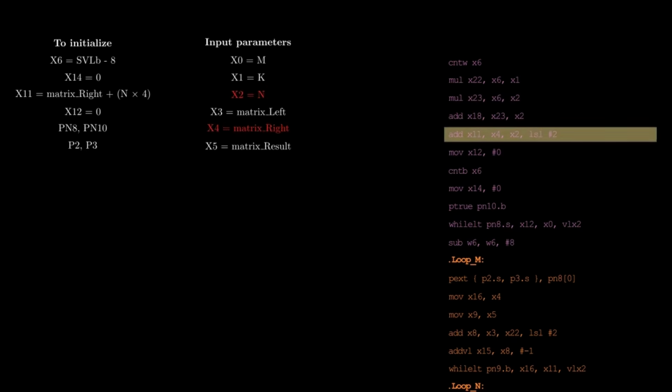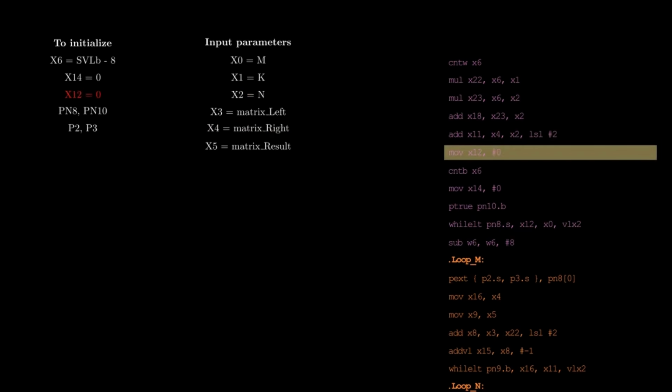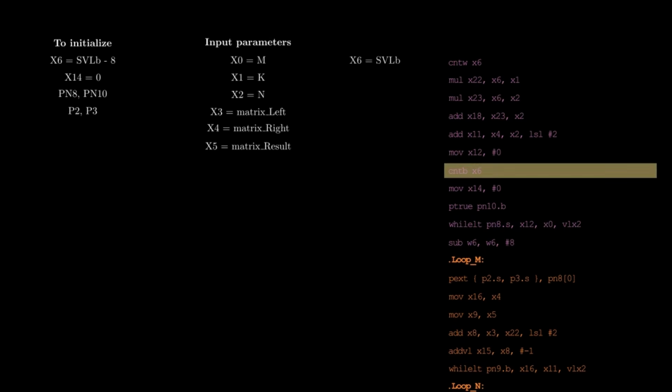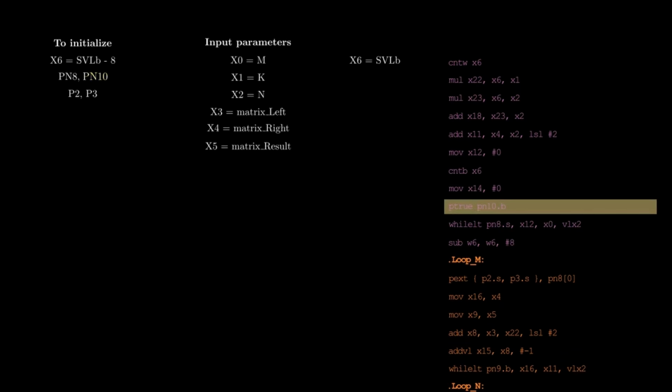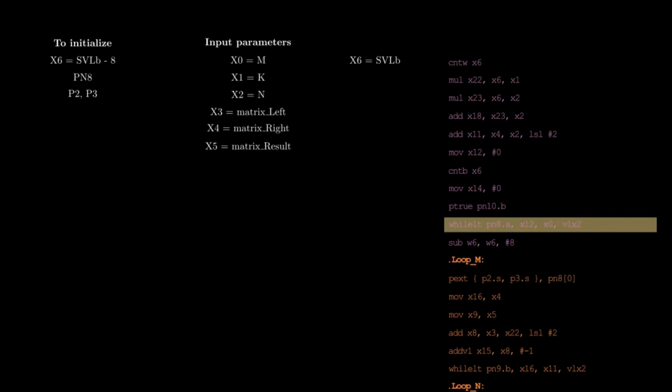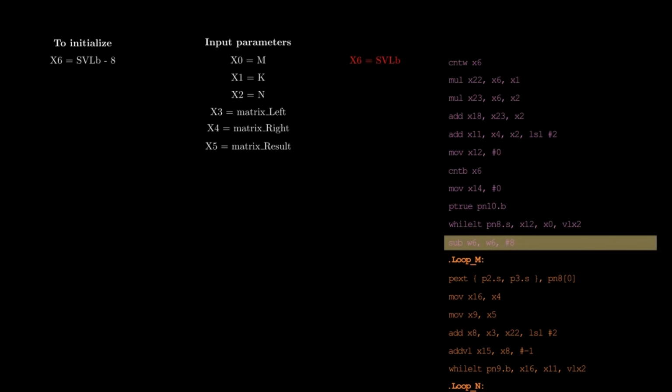We set x11 to the right matrix address plus n times the element size. x12 we just set to 0. Next we set x6 to SVLB and x14 to 0. We set PN10 to all true. We previously set up the PN8 counter at the end of loop m, which means that we still need to do it now for the first iteration. Now we can remove PN8, P2 and P3 from our list. Finally, we subtract 8 from x6 to get its required value.